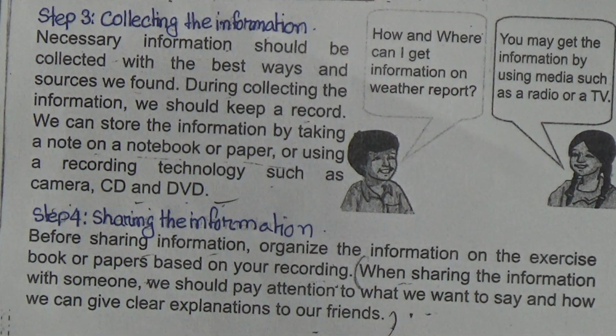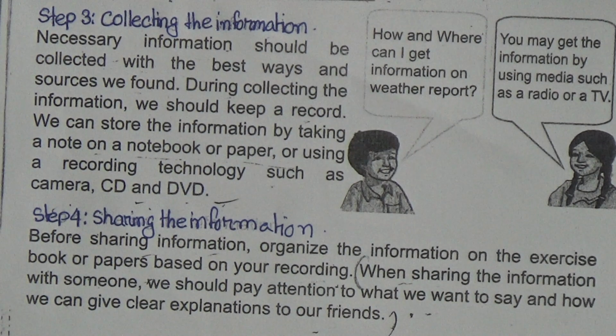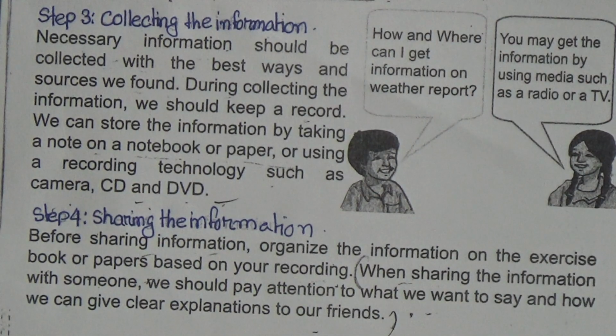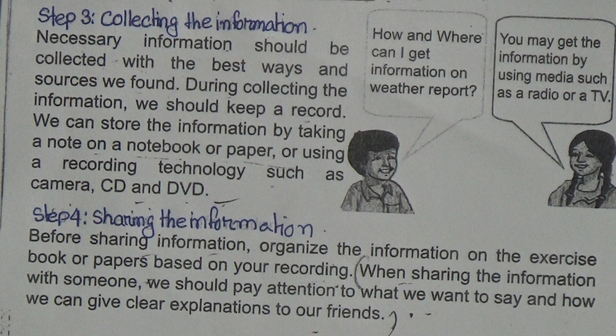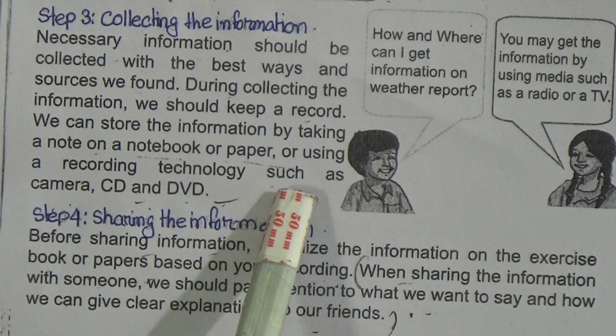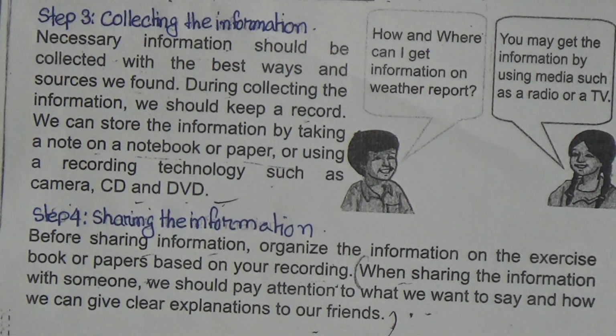You may collect a huge amount of information and different kinds of information, but your brain has no huge space to store this information at a time. So how can you store this information? For storing your information, you use a paper or notebook. You can write the information on paper or in a notebook, or use a recording technology such as camera, DVD or CD. You can collect the information in the computer, in CD drive or DVD drive.